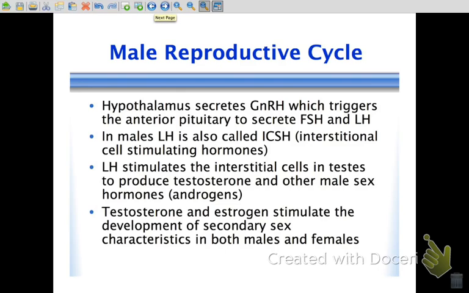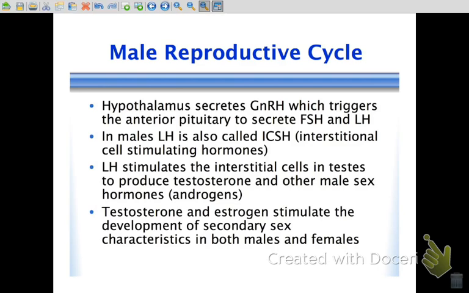You're good? Okay, so for the men, it starts the same exact way with the same exact hormones. The hypothalamus secretes GnRH, which triggers the release of FSH and LH. Yes, men have FSH, follicle-stimulating hormone. They don't have eggs, but what do they have? What's the male equivalent of an egg? Sperm. You guys are very quiet today. Sperm. So FSH will help to produce sperm.